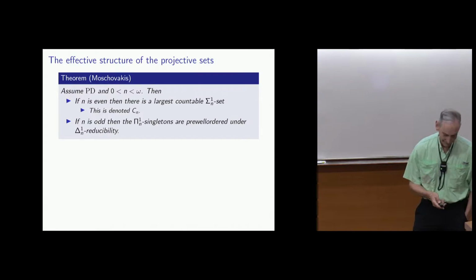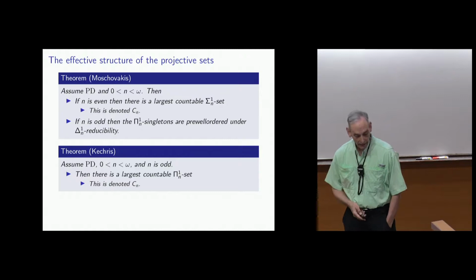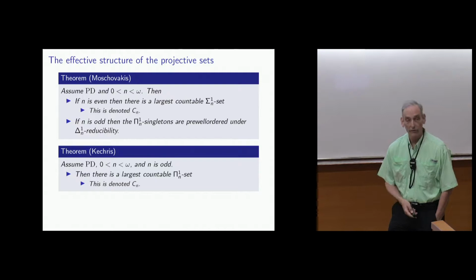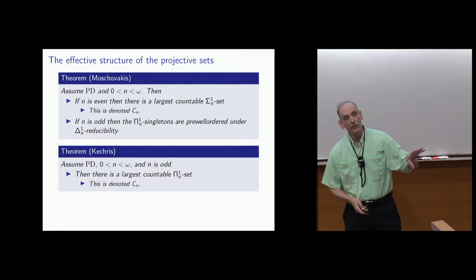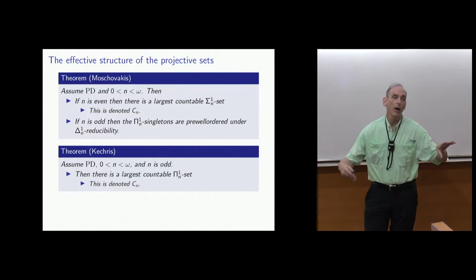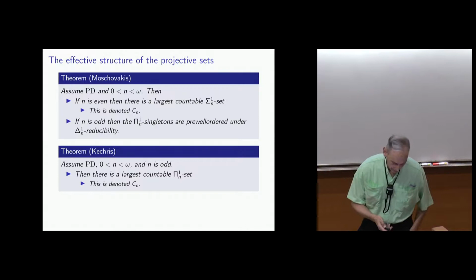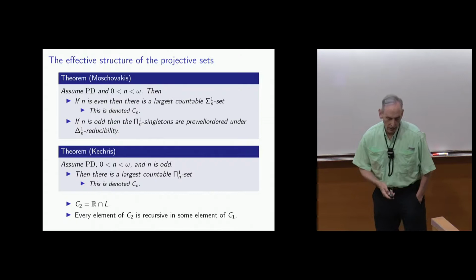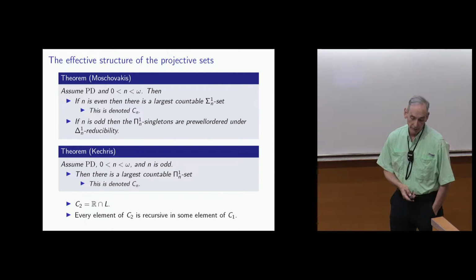And then Kechris analyzed the odd levels and got that there was a largest countable pi 1n set on the odd side, and that's also denoted Cn. Okay? So on the even side, there's a largest countable sigma 1n set. On the odd levels, there's a largest countable pi 1n set. And there's this kind of periodicity, even versus odd, which is a basic feature of the projective sets. Okay, C2, now we're going to do the fine structural interpretation of it, is just the reals intersect L. And every element of C2 is recursive in some element of C1.